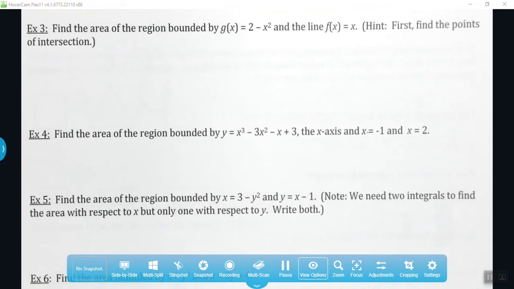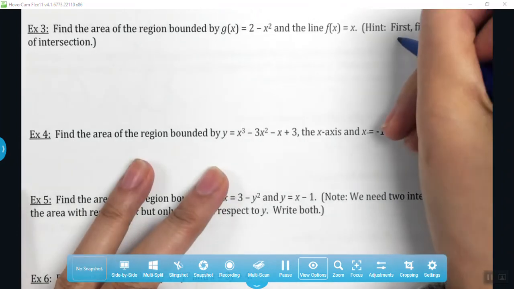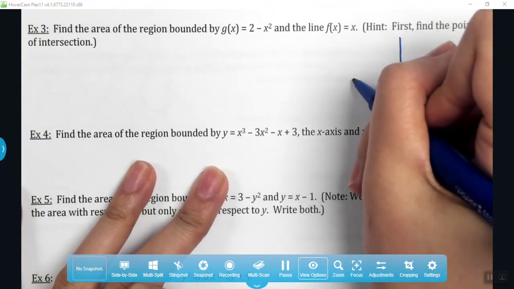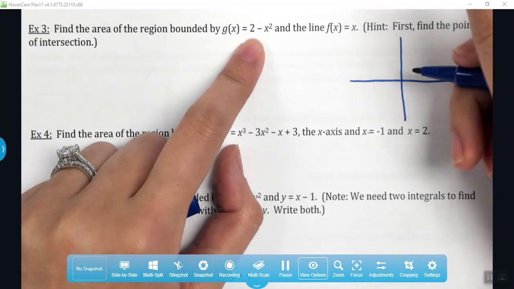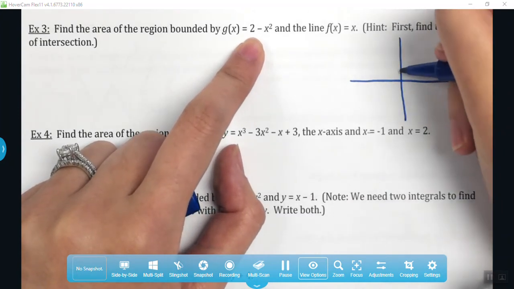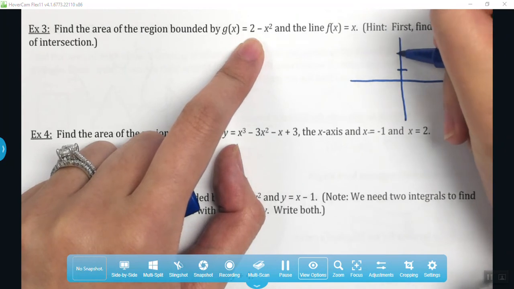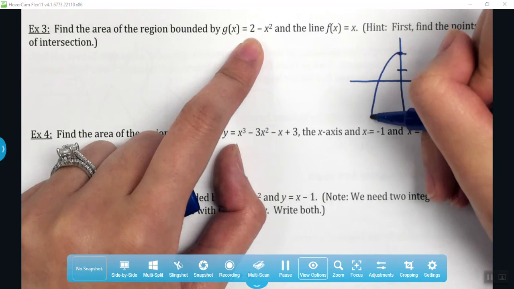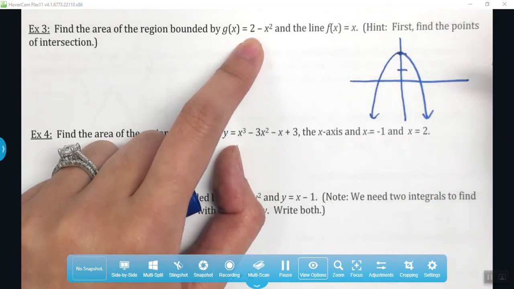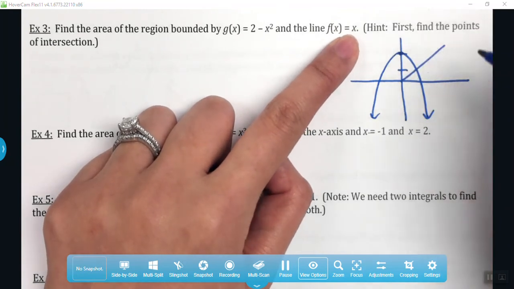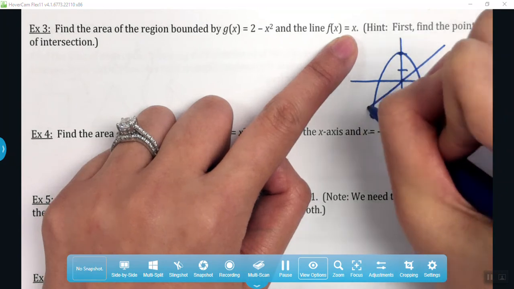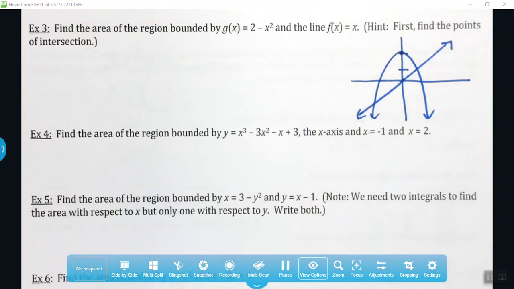Example 3. Find the area of the region bounded by 2 minus x squared and the line f of x equals x. So no other restrictions on this. What's 2 minus x squared look like? Parabola, opening down. f of x equals x is a straight line through the origin. But now we're intersecting.